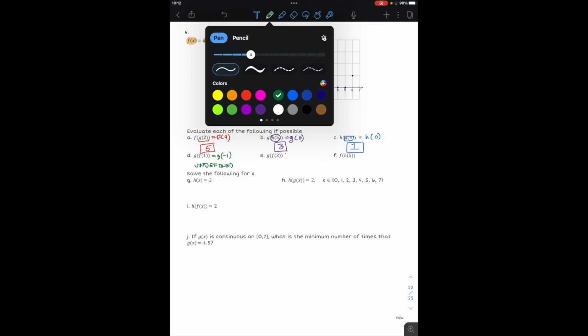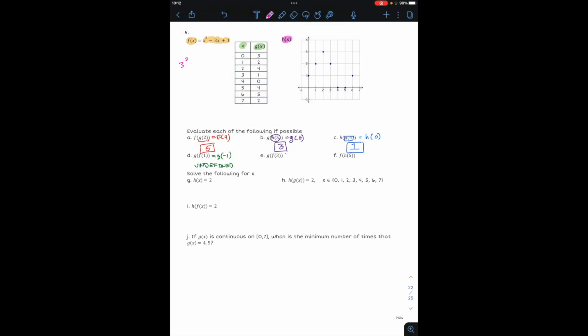Okay, g of f of 3. So let's do f of 3. That's 3 squared minus 3 times 3 plus 1. So that's just going to be 1. G of 1 is defined, and we get 2. F of h of 5. Let's have a look. So h of 5 is 0. So then we want f of 0. And f of 0 is just going to be 1. If you plug it in, you will confirm that. So that's pretty nice.